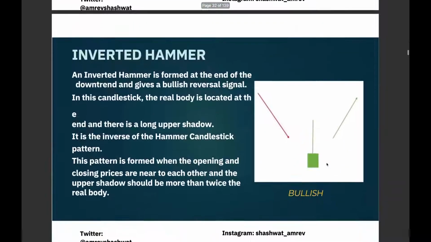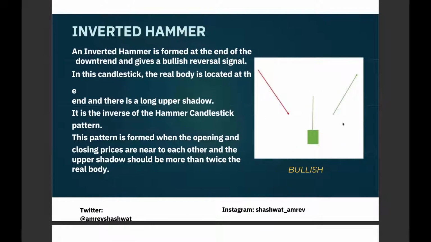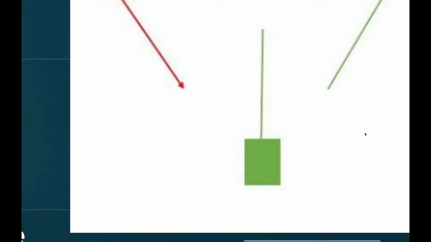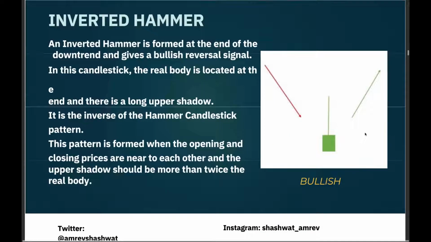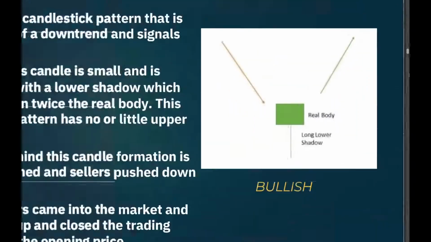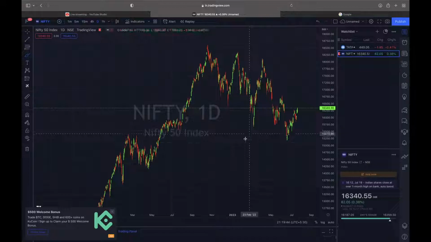Now, come to the inverted hammer. An inverted hammer is also the same. It will also predict a bullish move. At a downtrend, it will be formed and it will also predict a bullish move. And the formation you are saying, sir, this one has the double wick.